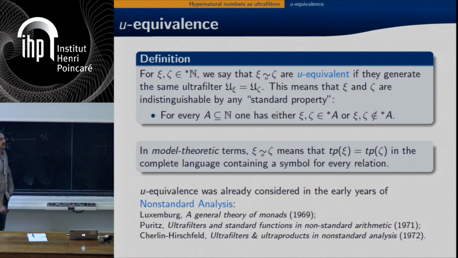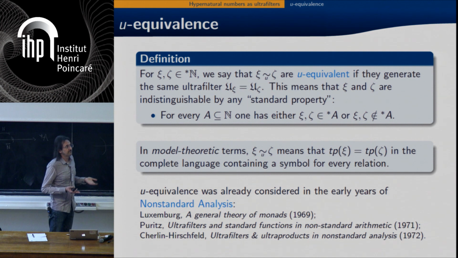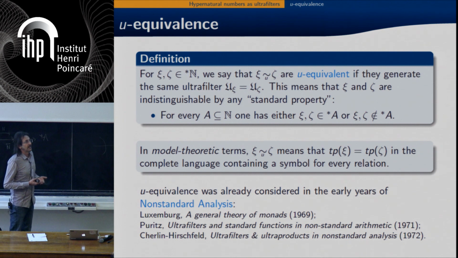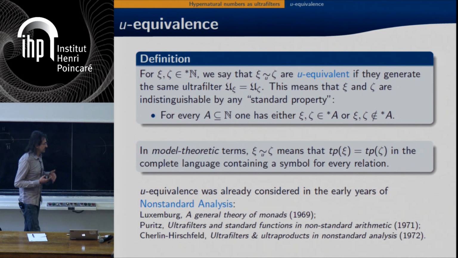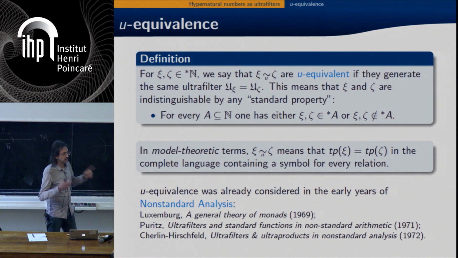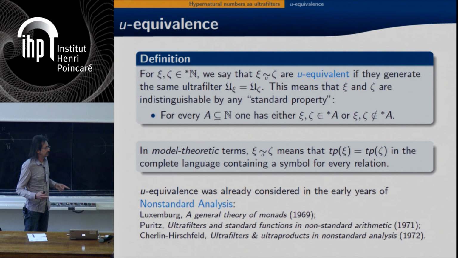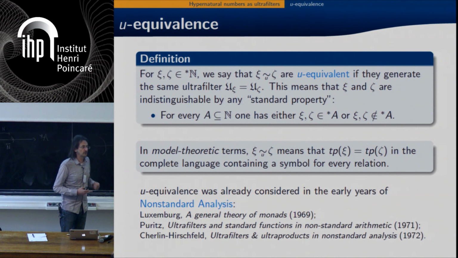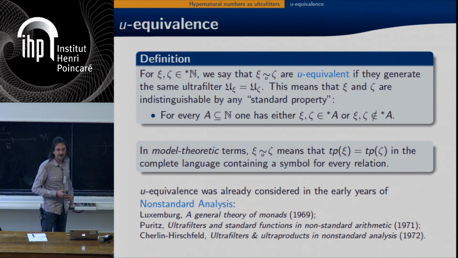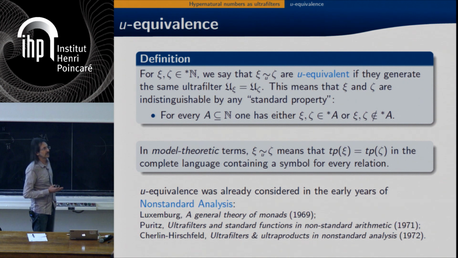We have this notion of equivalence between points. That is simply the fact that two points are equivalent if they generate the same ultrafilter. This means that these two points cannot be distinguished by any standard property. For instance, if the two points are equivalent, they will be both even or both odd. For instance, they will both have, I don't know, an even exponent of 2 when you factorize them, or any property you can think of, they will satisfy the same thing.